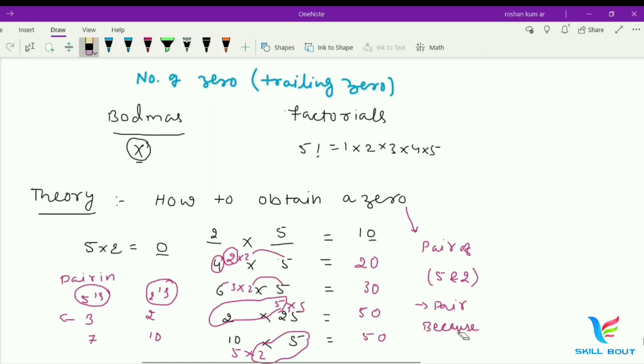Let me write it in a proper way. The number of pairs will be equal to the number of least occurrence. So what do you mean by least occurrence? Least occurrence means the thing which will occur for the least number of times. Number of pairs will be equal to number of least occurrence.